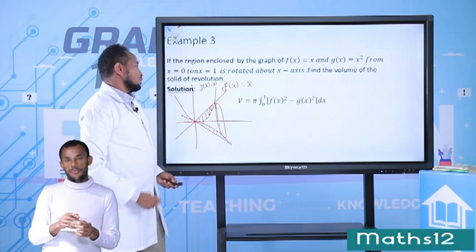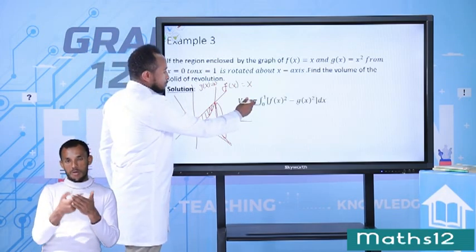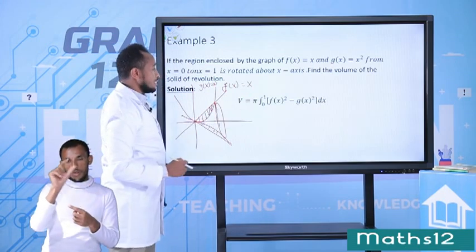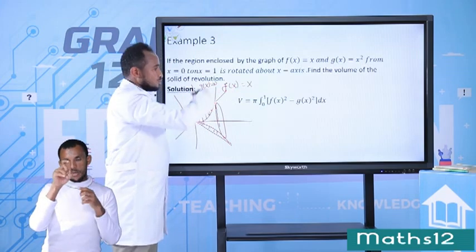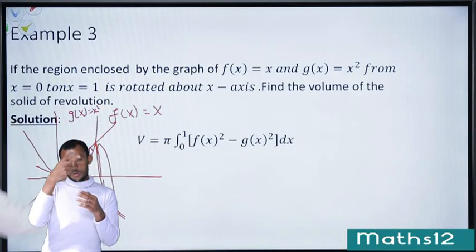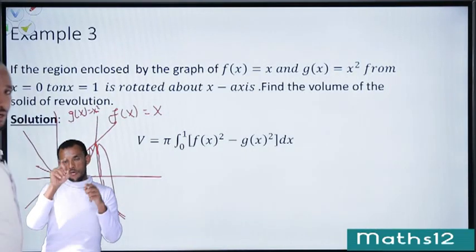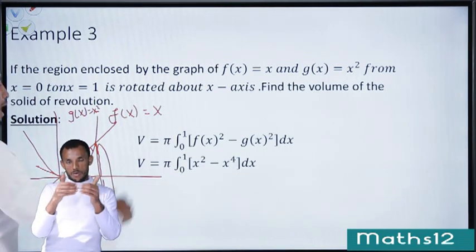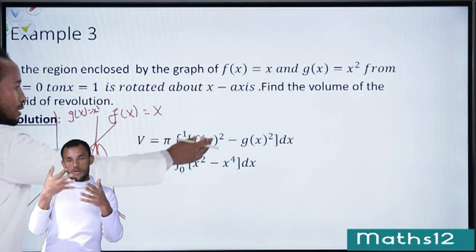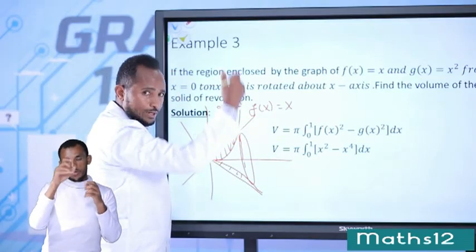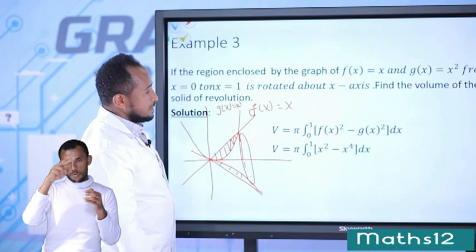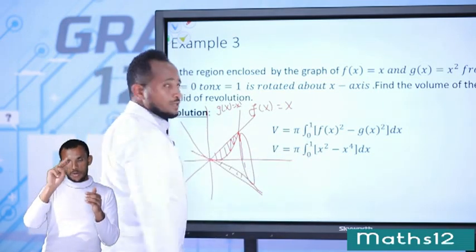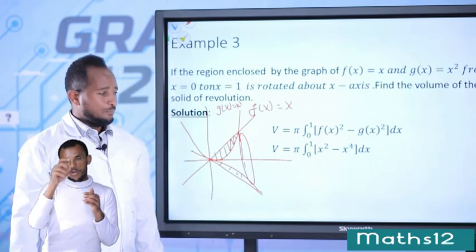So let's see the answer. You'll have this one. The volume is equal to pi times the integration from 0 to 1. The interval is from 0 to 1. f of x is the upper function, squared, minus the lower function g of x squared, dx. So the volume is pi times the integral from 0 to 1 of x squared minus, g of x is x squared, and when you square it, you'll have x to the power of 4.